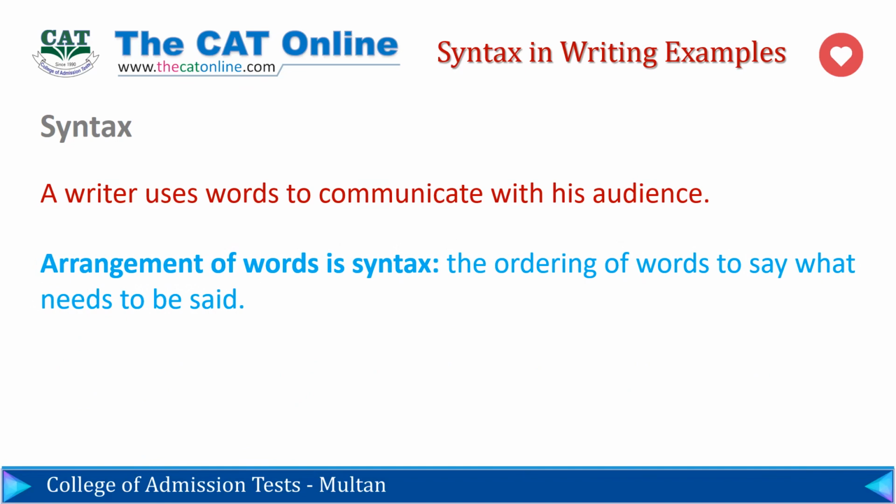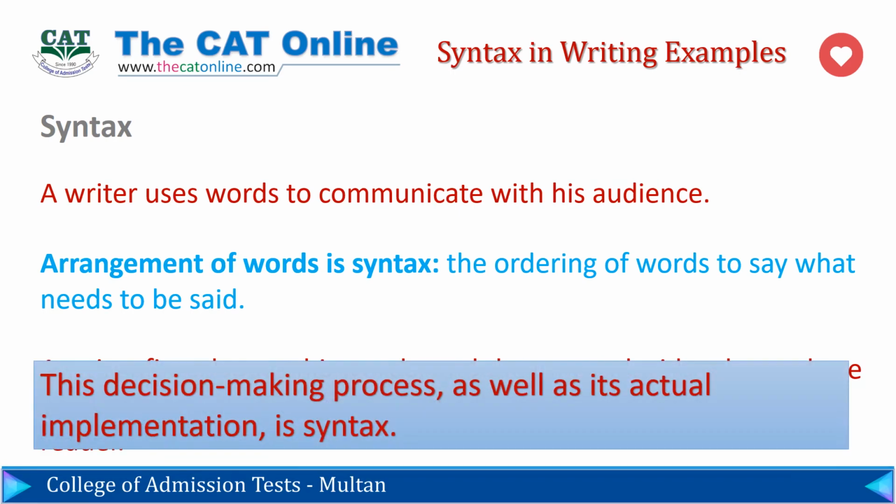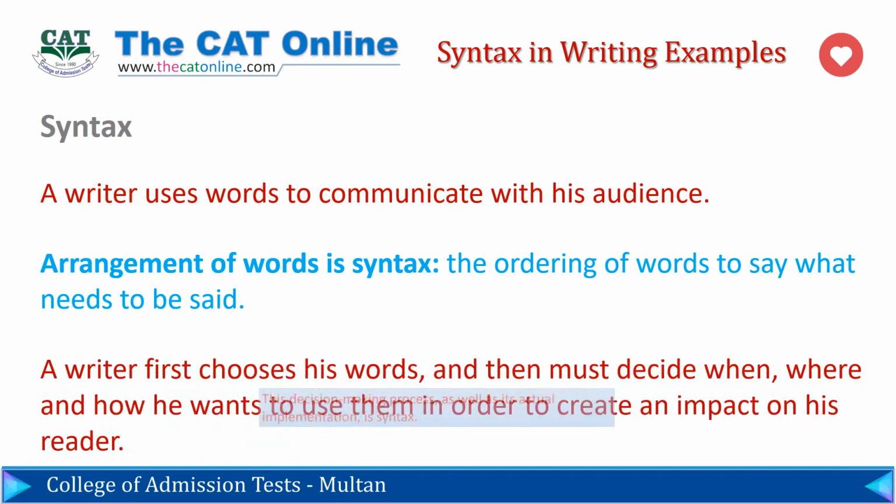An artist first chooses his paints, then he decides when, where, and how to use them. A stylist initially creates a wardrobe, then she decides what to wear and with what, considering her purpose, audience, and the look she wants to create. Similarly, a writer first chooses his words, and then must decide when, where, and how he wants to use them in order to create an impact on his reader. This decision-making process, as well as its actual implementation, is syntax.